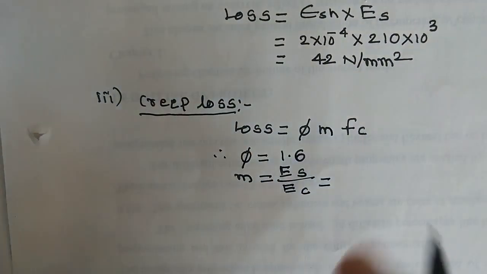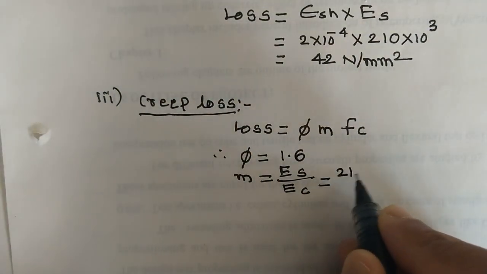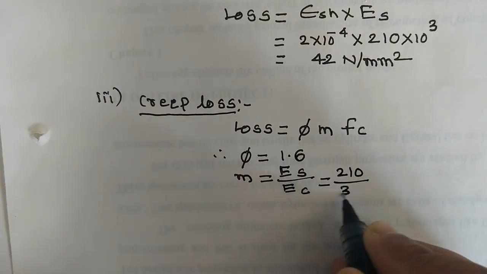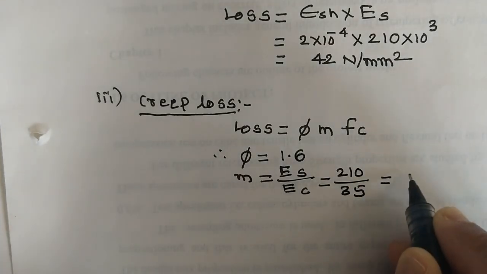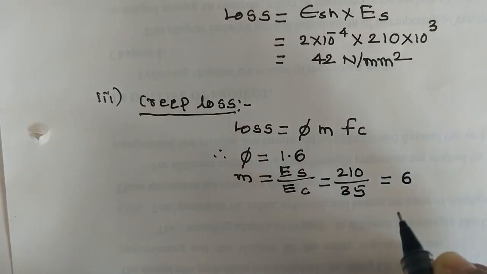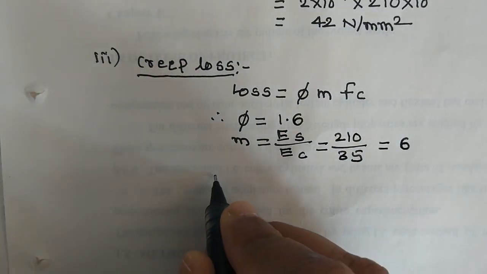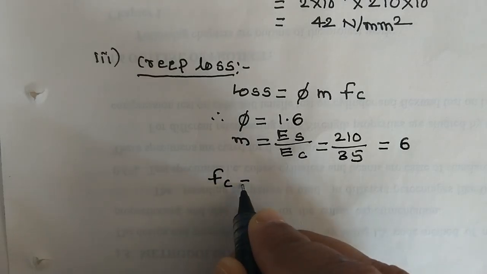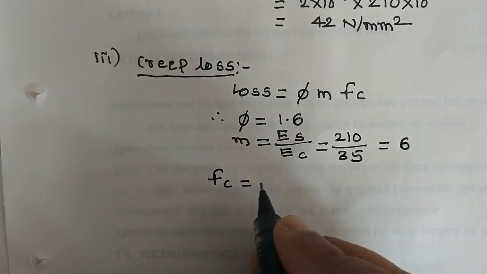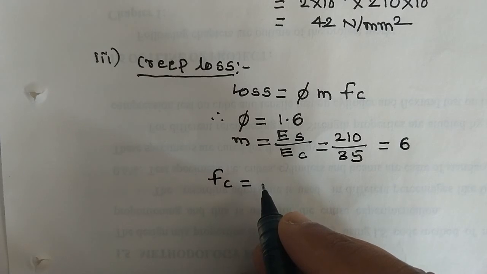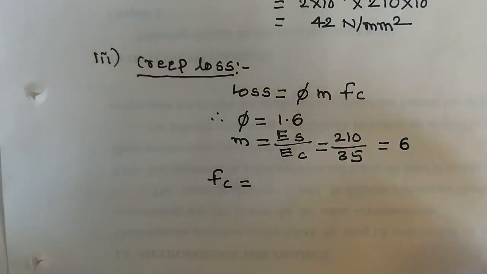It is 210 divided by 35, so the answer is 6. Now how to find out the fc? fc is the stress in concrete at the level of a tendon.